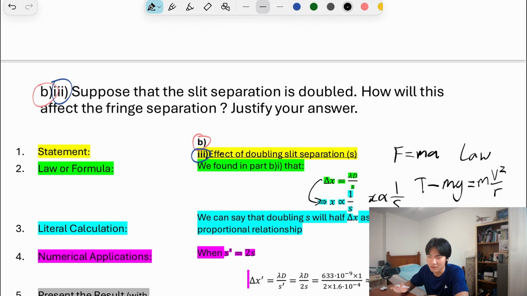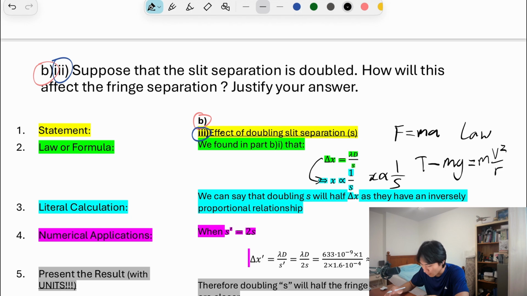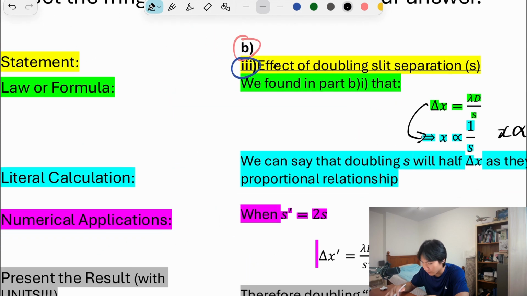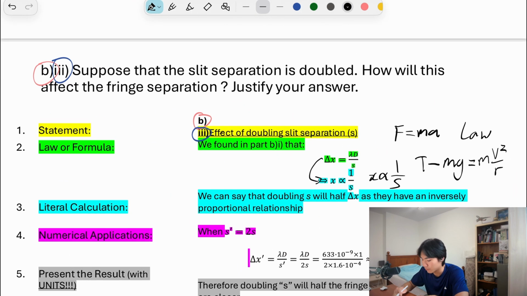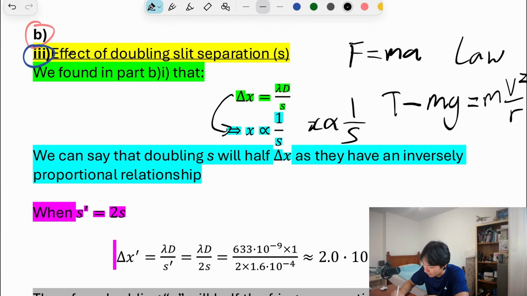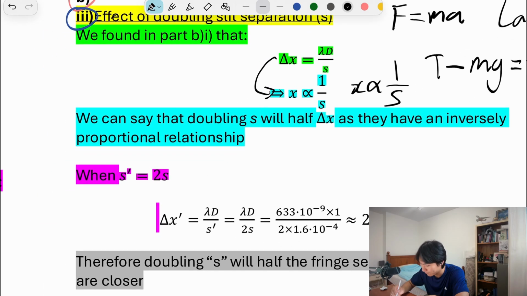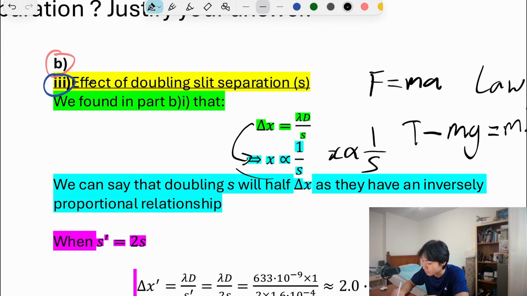And what I want you to do is not to memorize all these steps, but practice it so many times that it becomes ingrained in your habits. After the literal calculation, it's going to be the numerical application. For example, here we found that x is inversely proportional to s. So what we could have done is plug in the numbers up here, but that's something you should never do.